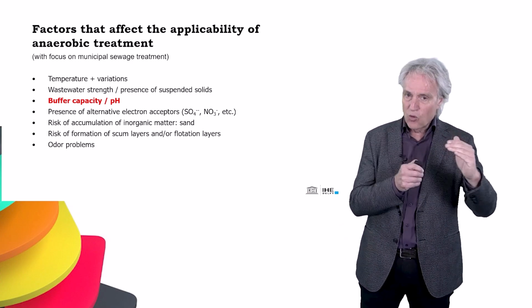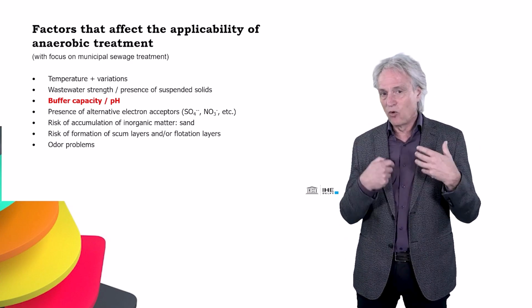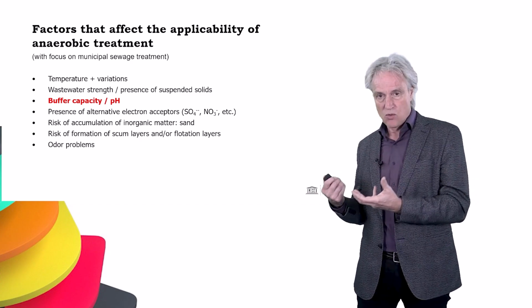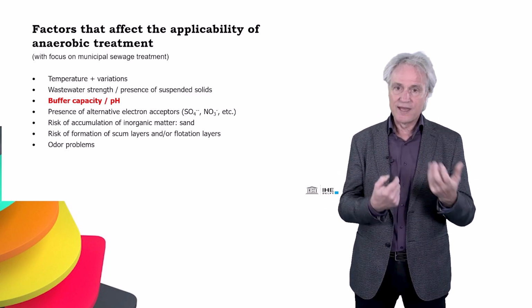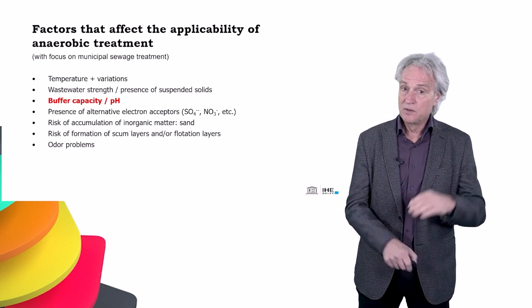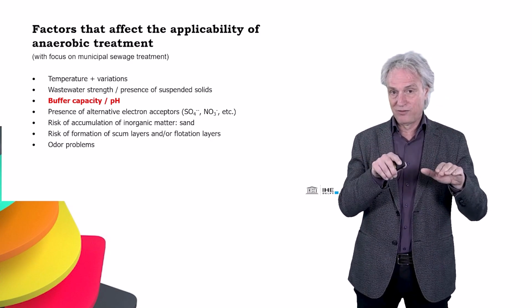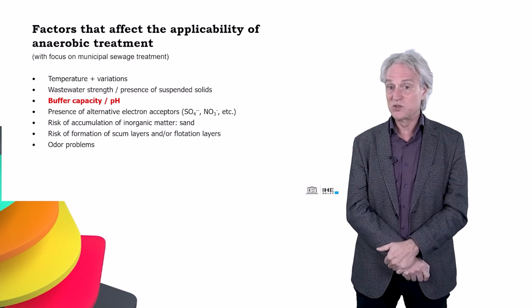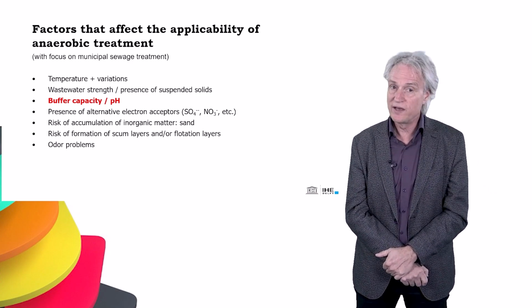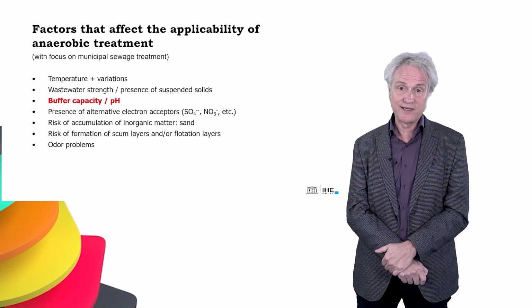So it is very important to understand this and also to understand whether our reactor can handle an imbalance in this fermentation, preventing that the pH will actually drop. So do we have sufficient buffer capacity in the reactor?